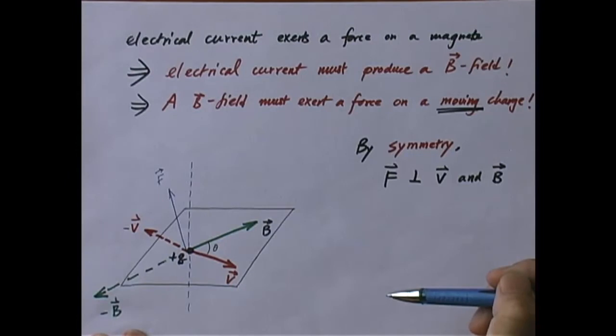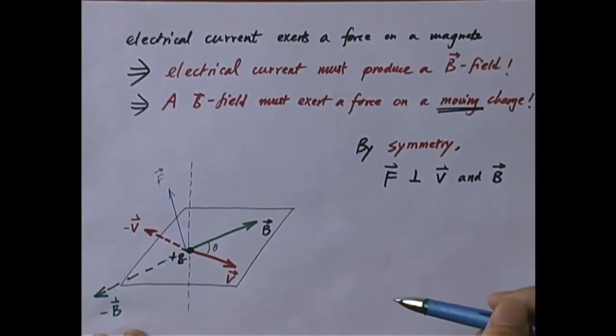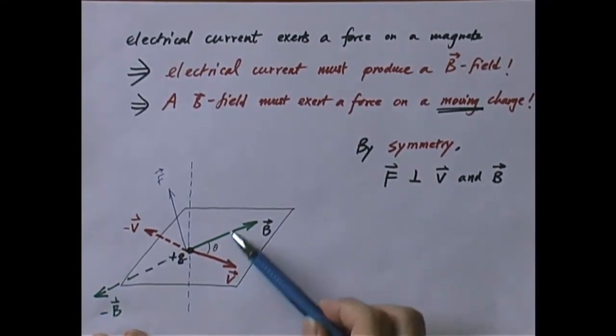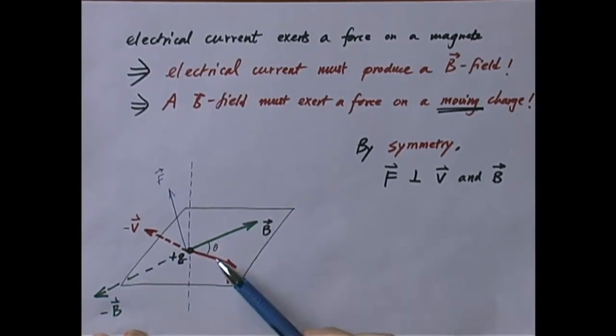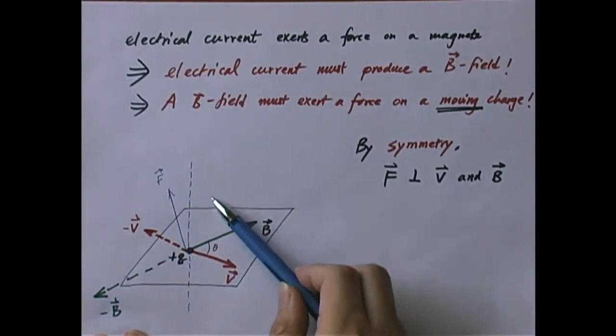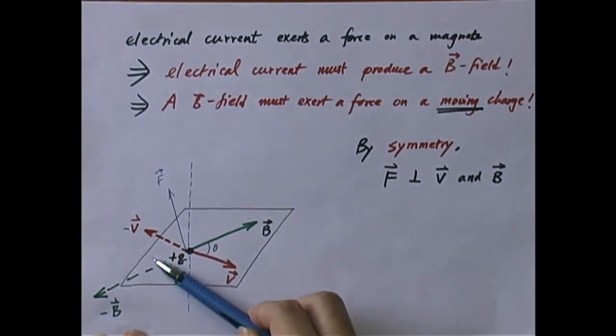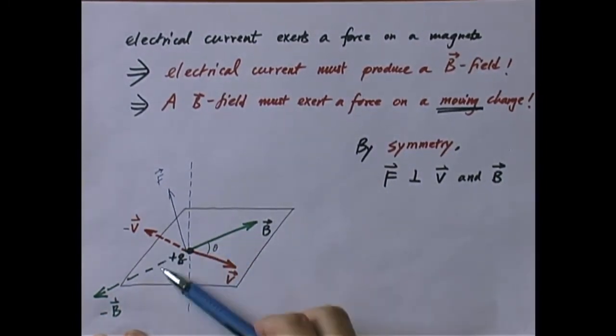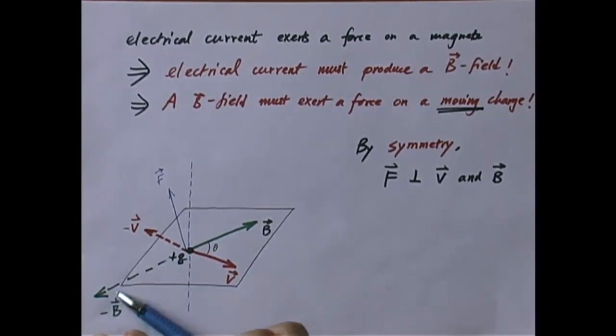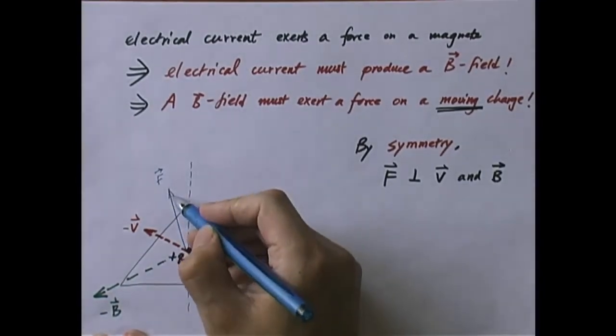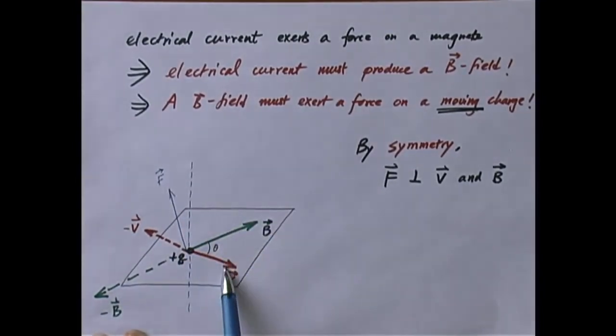However, here's where the symmetry argument comes in. Suppose you take the original two vectors, v and B, and you turn both of them rigidly about this axis by 180 degrees. Can we do that? If I did that, then this B actually becomes negative B, this v becomes negative v. We know that as a result, the magnetic force exerted on a charge should not change, as we just argued, right?